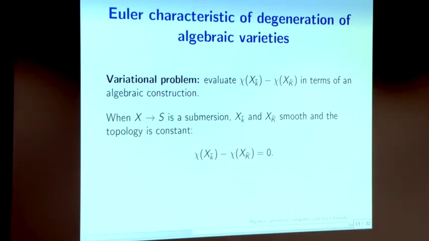So the first observation is that if your total space X, which maps to S, is a submersion, so intuitively on the level of tangent spaces the map is surjective, then these two varieties are smooth, so they don't have any singular points, and the topology is constant. So it's known that the Euler characteristic is preserved. So there is nothing happening when this map is a submersion. So this problem is only interesting when we go from a smooth variety to a singular variety, and this is what we're going to assume. We're going to assume that the generic fiber, the variety you have over the fraction field of A, is smooth, but maybe the variety obtained by reducing mod the maximal ideal has singularities.